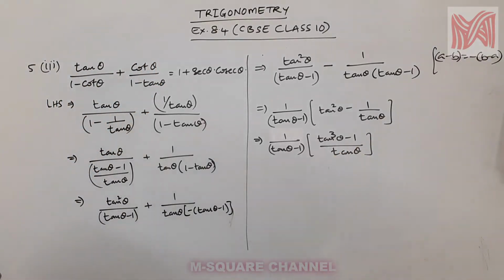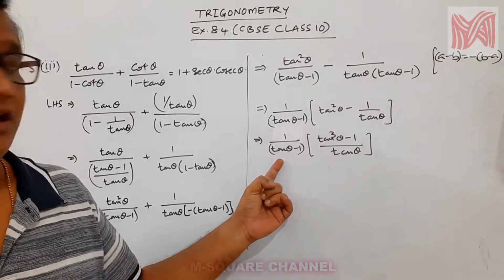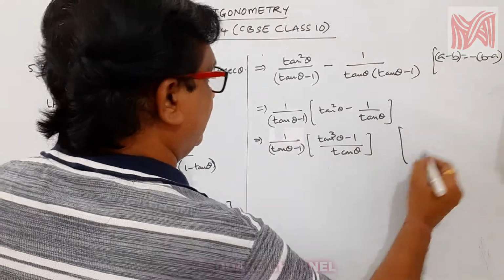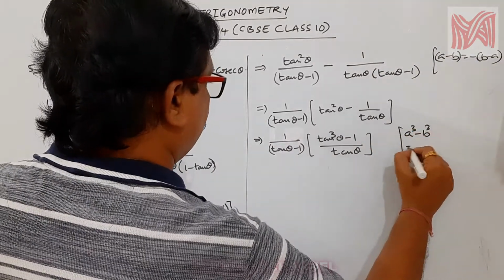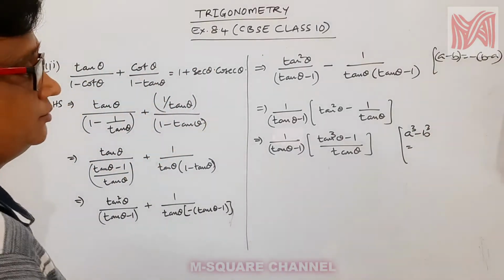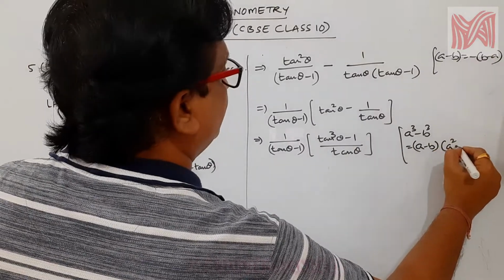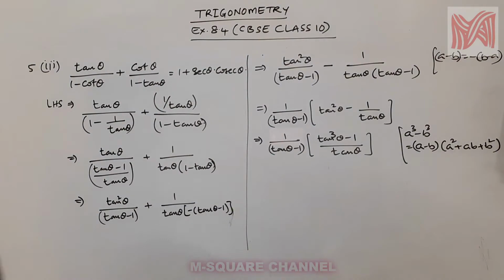We are going to cancel this tan theta minus 1 after expanding a cube minus b cube. First understand the a cube minus b cube formula: a cube minus b cube is (a minus b) into (a squared plus ab plus b squared).